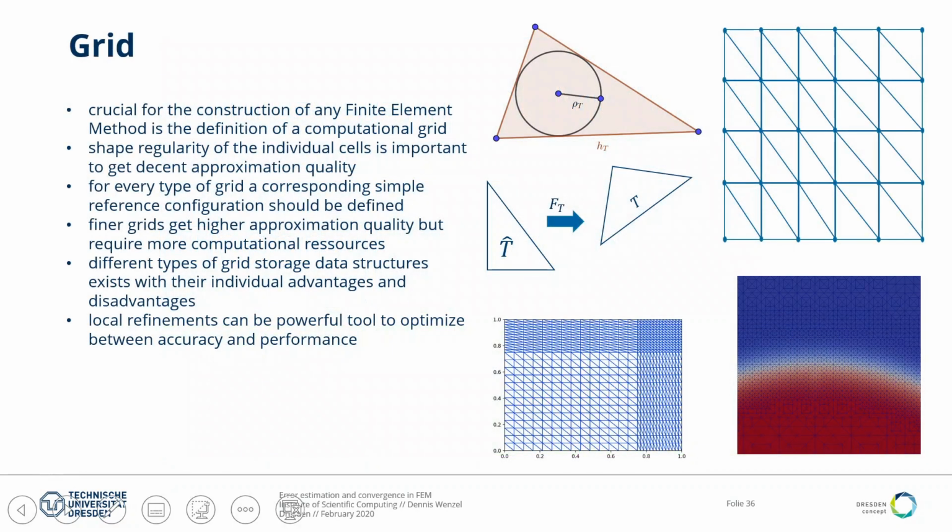So let's summarize for a second what we talked about grids. It's crucial for the construction of any FEM to have some computational grid. Shape regularity, which I've drawn here on the right hand side again, is a very important thing. Shape regularity talked about the longest edge compared to the in-circle diameter. You wanted those triangles to not be super long stretched, but more equal in terms of shapes.